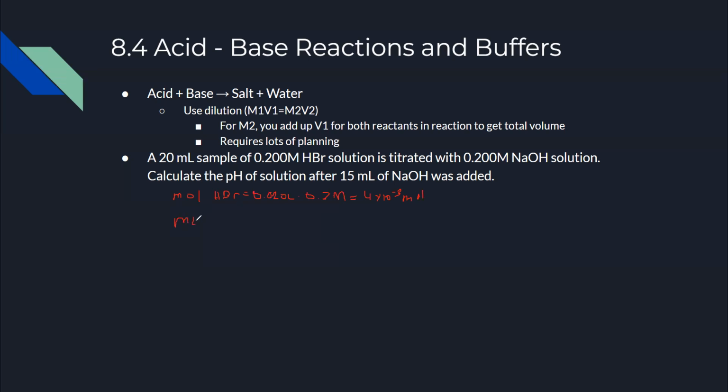And you also have moles of NaOH, which is 0.015 liters times 0.2 molarity, which is 3 times 10 to the negative 3. So now what you have to do is a before and after table. With the HBr, you can use it to find the moles of H plus, because there's no ratio. And for any OH, you can use this to find OH minus. So H plus and OH minus creates H2O.